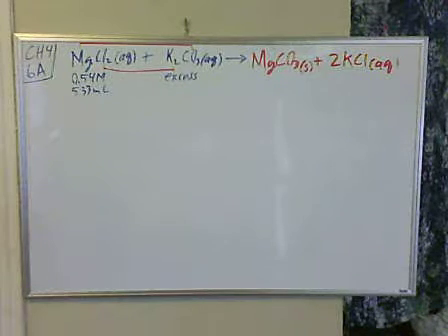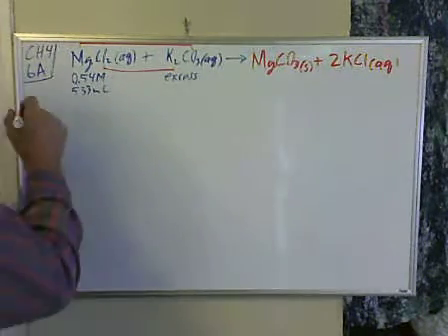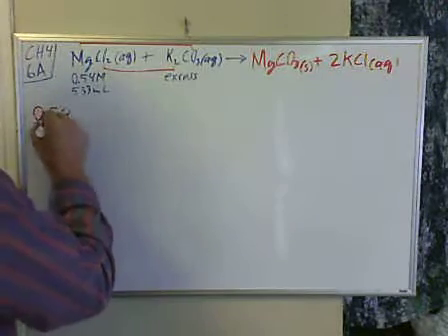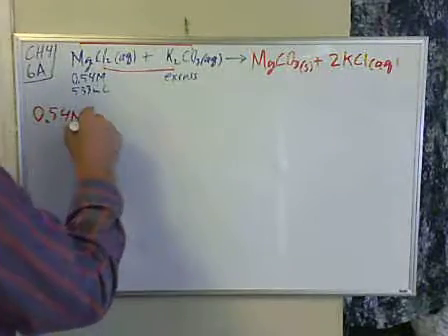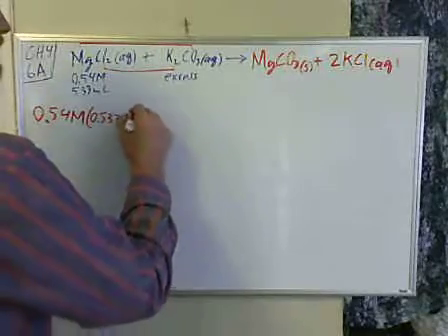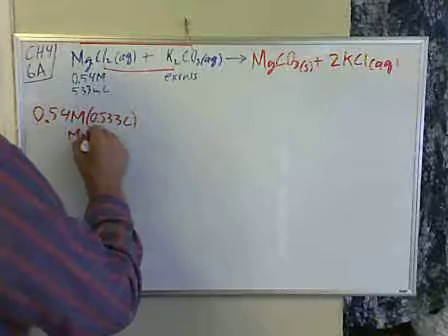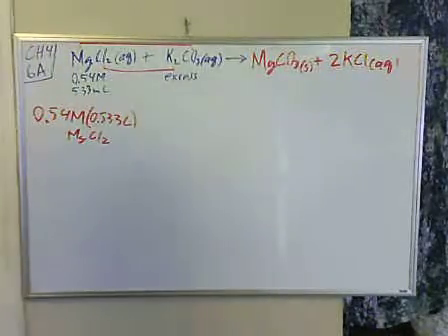We can calculate how much of the magnesium carbonate is formed. So we're going to start off calculating moles of magnesium chloride by doing the concentration, molarity, times liters. So we convert milliliters into liters, 0.533 liters. This will give us the moles of magnesium chloride.